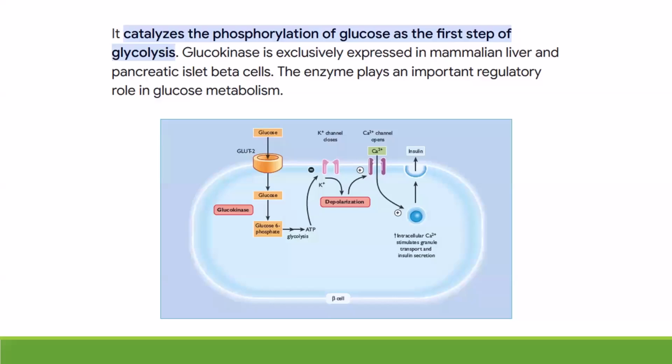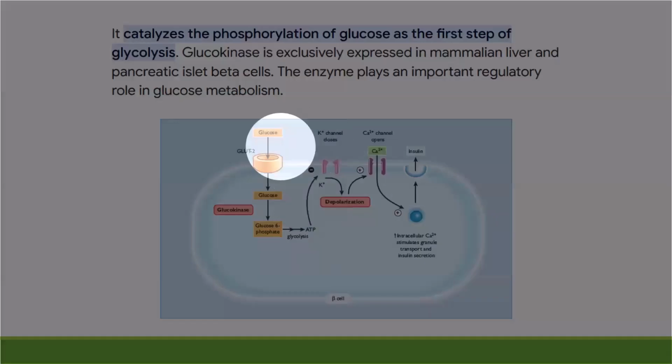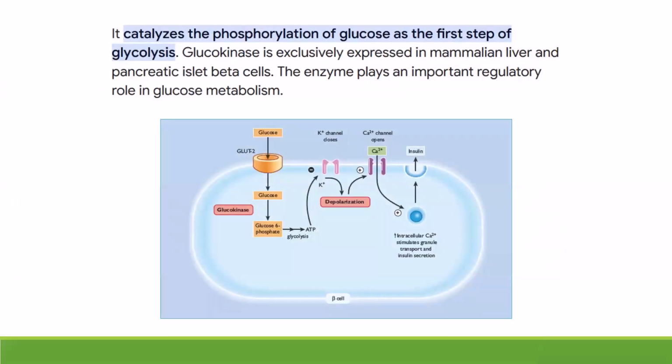Actually, in the beta cell, glucose enters the cell through the GLUT2 receptor, and glucose will be converted to glucose 6-phosphate by glucokinase. So glucokinase will convert glucose to G6P. Glucokinase catalyzes the phosphorylation of glucose as the first step of glycolysis in the beta cell. This was a question in the 2023 exam.